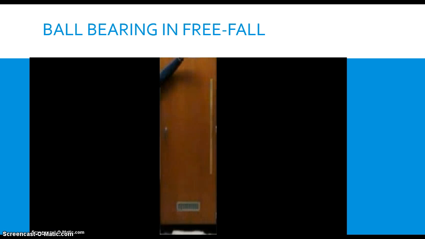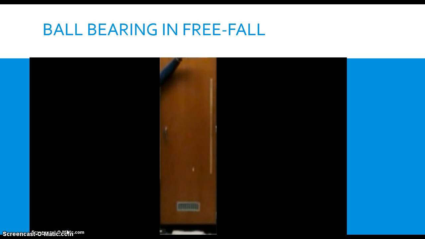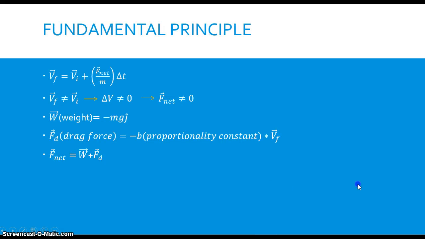Using Tracker, I analyzed this video, playing here, of the bearing falling from a height of 1.8 meters. The fundamental principle tells us that Newton's second law says that the final velocity is equal to the initial velocity plus the quotient of the net force over the mass of the object multiplied by the change in time.